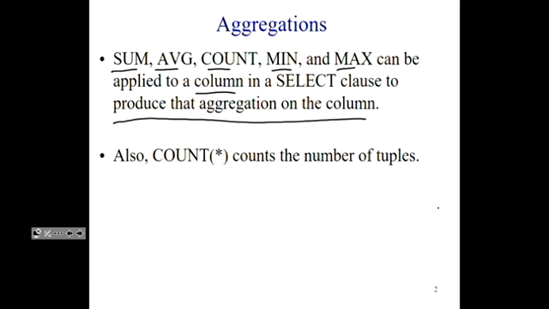Count star is a special one. Count star counts the number of tuples. For the other ones, it doesn't make sense to apply aggregation to more than one attribute at a time. So sum, average, min, max, you only want to apply to one attribute. Count you can apply to all attributes essentially, or star. Count star is a convenience that counts the number of tuples.